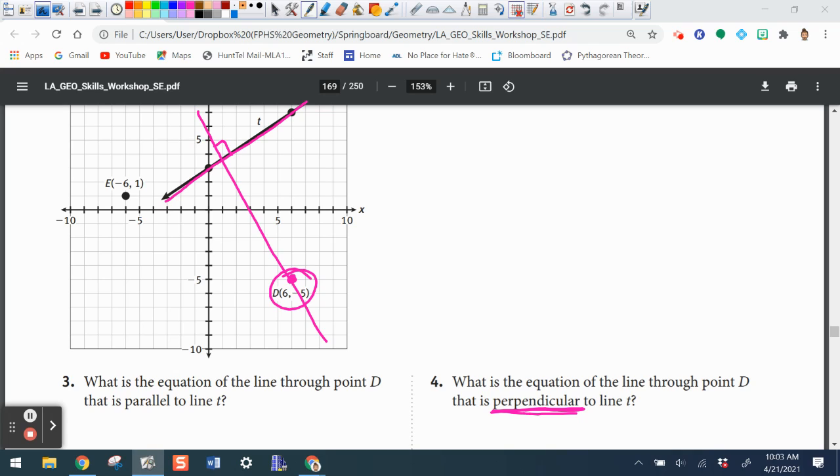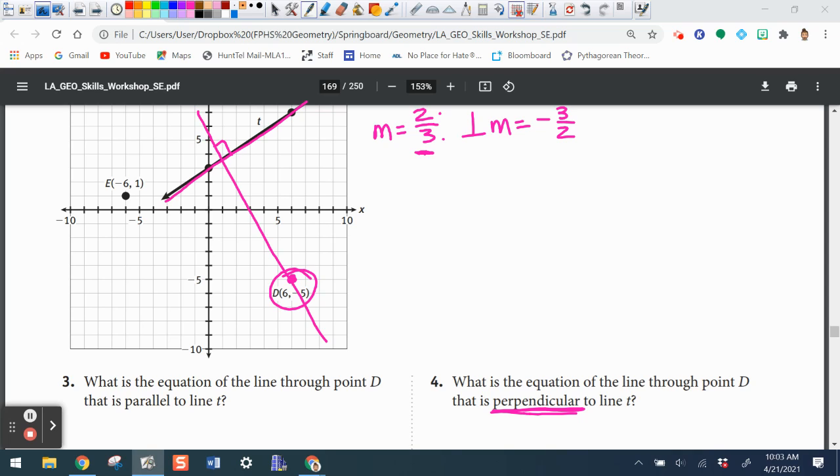Obviously, I wouldn't just chance that, so we're going to look at it mathematically. We've already established that the slope of line T is 2/3. So we need to next establish our perpendicular slope. It is the opposite reciprocal of our original slope. Our slope here was positive, so our perpendicular slope will be negative. And it was 2/3, so now it will be 3/2.